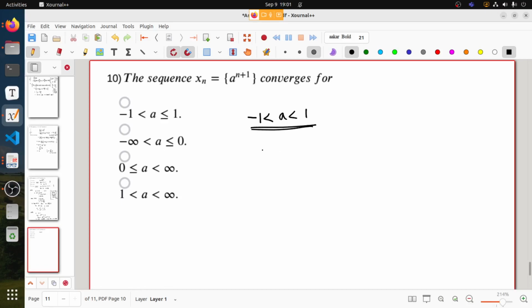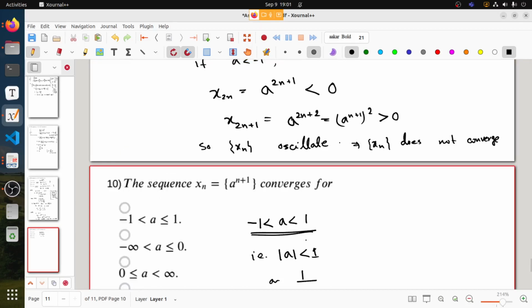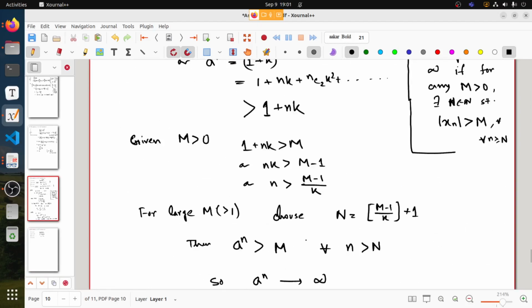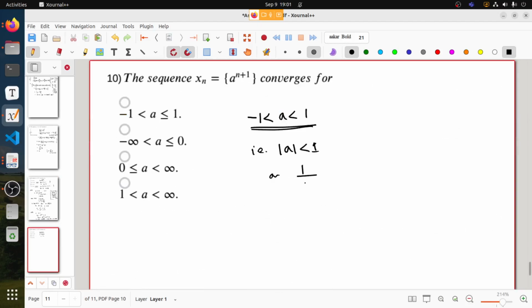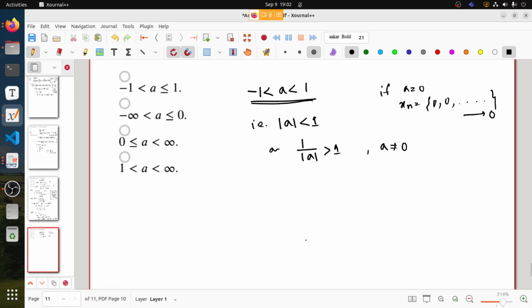So this is the same as mod a is less than 1. If a is 0, then there is nothing to do, because the sequence is the 0 sequence, so it will converge to 0. So we are taking a not equal to 0. Then take 1 by a, which is greater than 1 whenever a is not 0. So 1 by mod a is greater than 1 if mod a is less than 1.